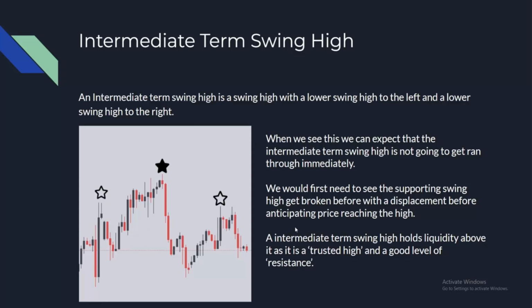And of course, an intermediate term swing high holds liquidity above it, as it's a trusted high and a good level of resistance.